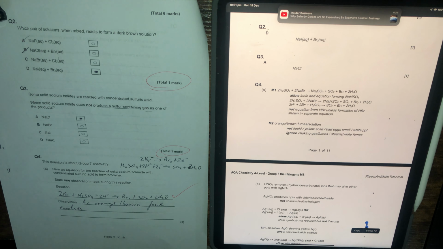So nitric acid will form soluble. I didn't mention the fact that it's soluble. I said nitric acid will form silver nitrate, but I didn't mention that it's soluble, so I don't know if I'll get the mark for that. But I did say that nitric acid will form silver nitrate, therefore we can't obtain the maximum yield of silver chloride, so we should use HCl instead.